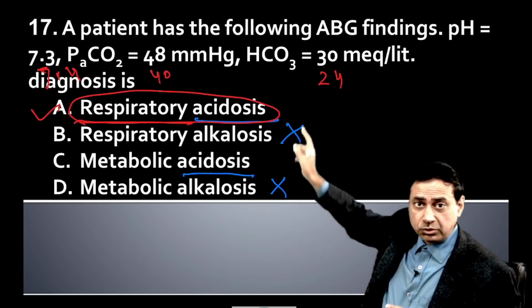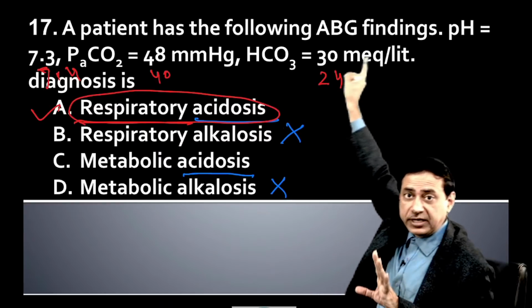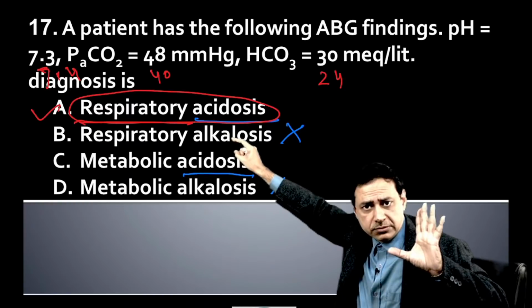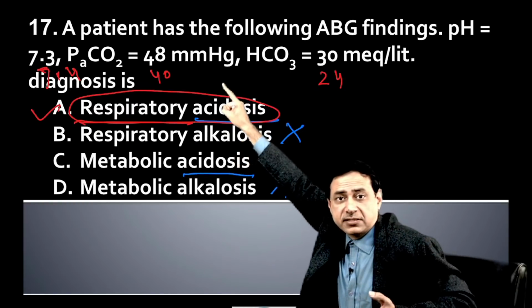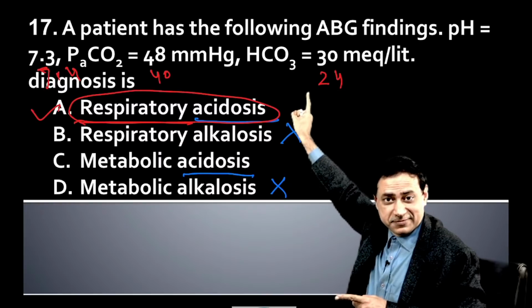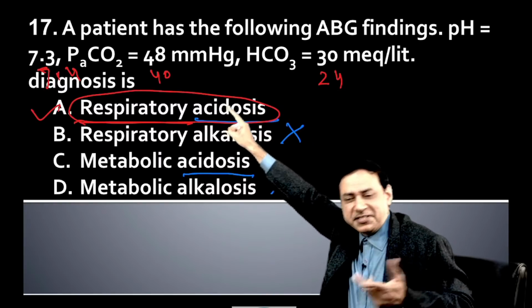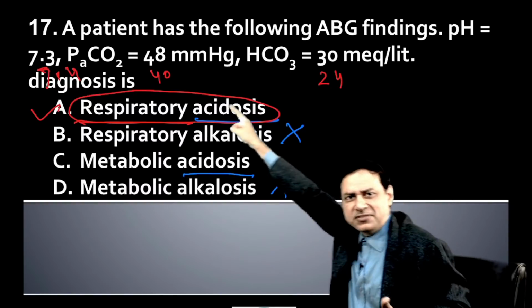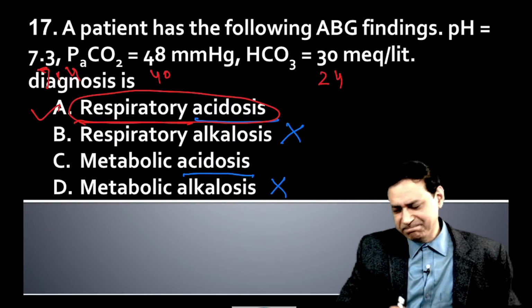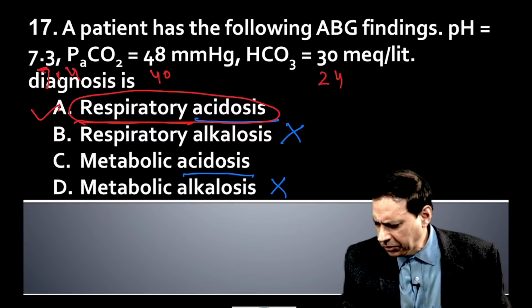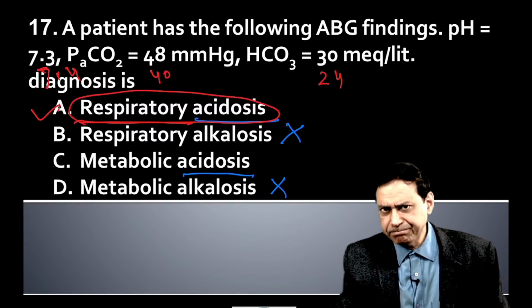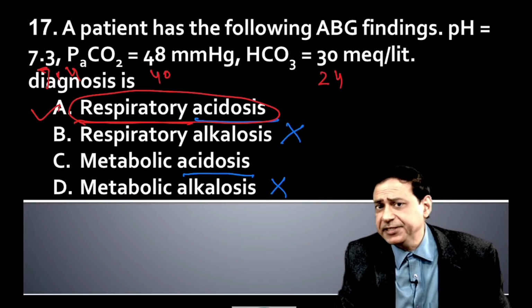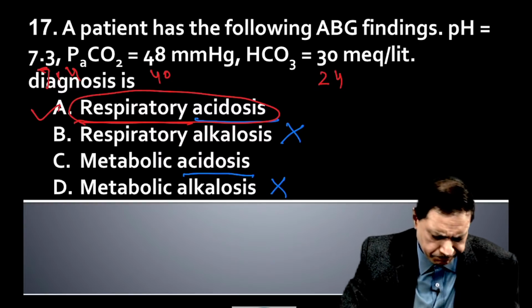So I again repeat, don't look at other things first. Look at pH first and decide. pH 7.3, so acidosis. Who is the cause? More acid is the cause or less alkali is the cause? If more CO2 is the cause, respiratory. If less bicarbonate is the cause, metabolic. So this is not the cause, this is the cause. So respiratory. Okay? Yes, it is compensated by the kidney. Increased bicarbonate represents the fact that it is compensated by the kidney. Okay?